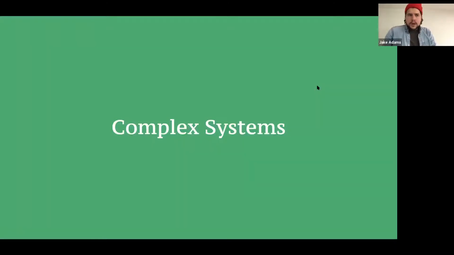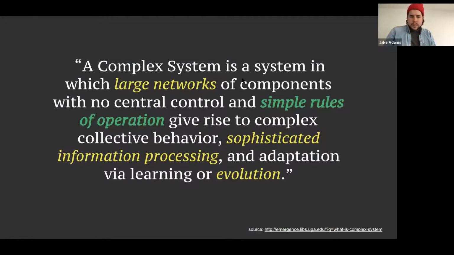Great. So when we're talking about online collaboration and communication, there's a concept called a complex system. A complex system is a system in which large networks of components with no central control and simple rules of operation give rise to complex collective behavior, sophisticated information processing, and action learning or evolution. And in my opinion, a company is a complex system. It's a large network of components, and there is no technical center of control since everybody's their own individual. What you're really optimizing for is your rules of operation and managing the information processing.